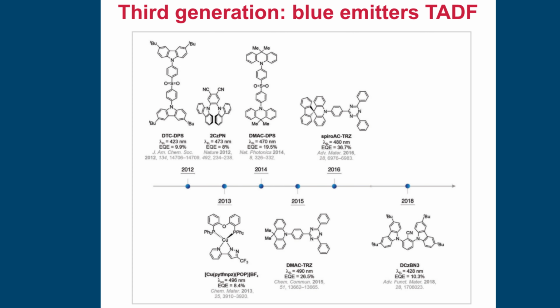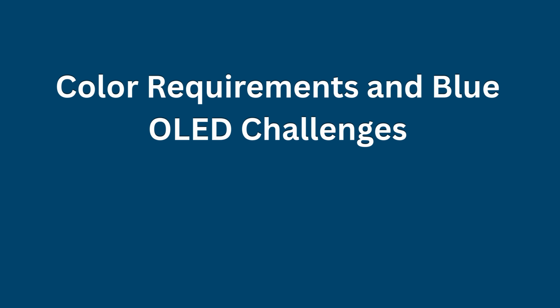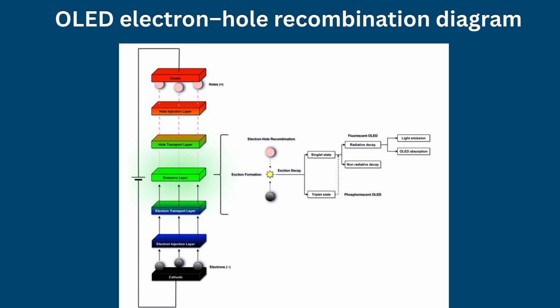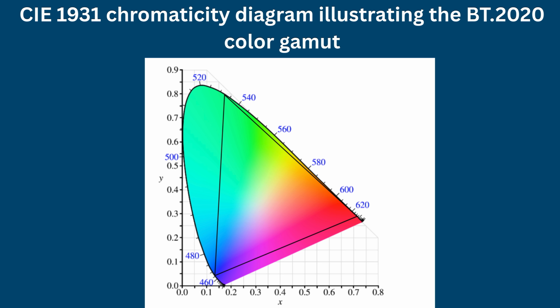Color requirements and blue OLED challenges. OLED displays rely on red, green, and blue, RGB, emitters for full color reproduction. The emission wavelength and Commission Internationale de l'Éclairage, CIE, coordinates define color purity. For high-definition displays, blue emitters must meet stringent standards, for instance, CIE approximately equal to 0.13, 0.046, for Rec. 2020.